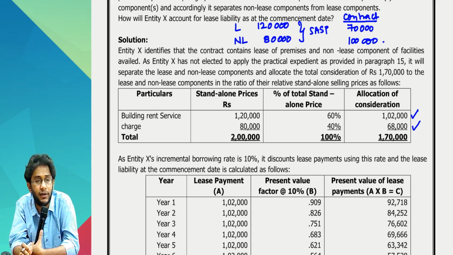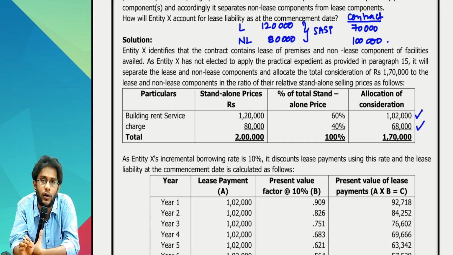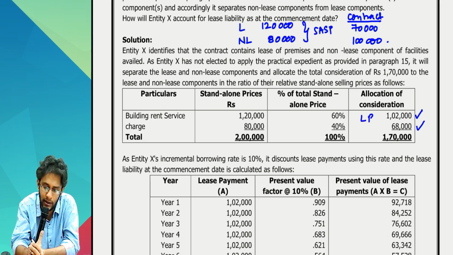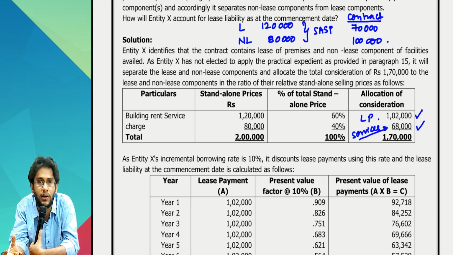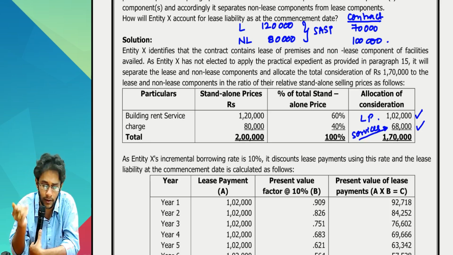So totally your 170 splits into 102 and 68. 102 is the lease payment, and 68 is for the non-lease component, or for the services you are obtaining. So every year, as and when you obtain service, automatically the cost will be booked off into the P&L account. For 68,000, there is no specific accounting treatment. You simply have to book it as an expense in your P&L account each year.